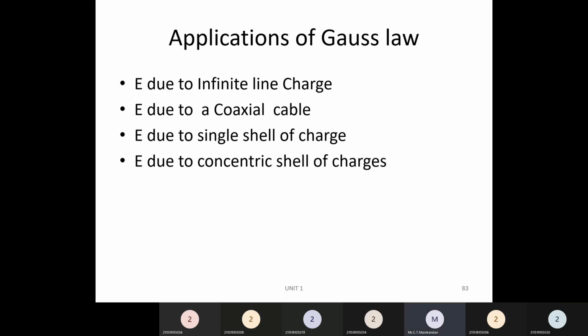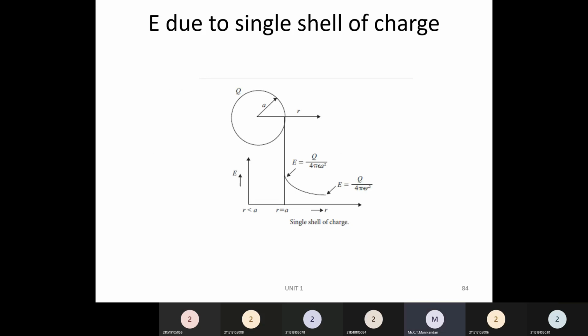And we can find the electric field because of a single shell of charge. If you have a single shell full of charge, how much electric field is present near that charge? We can find it out using Gauss law. Similarly, we can find it with the help of concentric shells of charges. Here is the simple example I have given for the single shell of charge: a single shell of charge having Q as the charge and radius A, and the outer point is R.